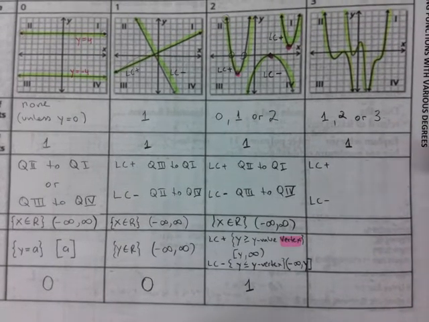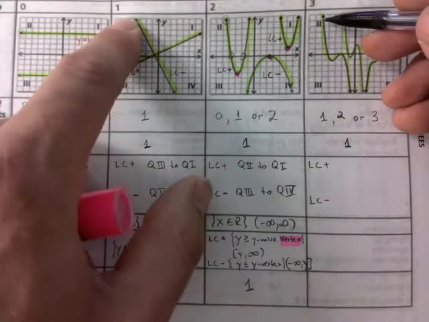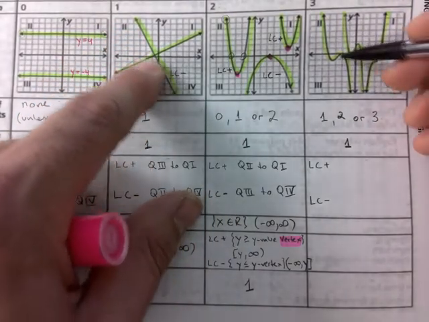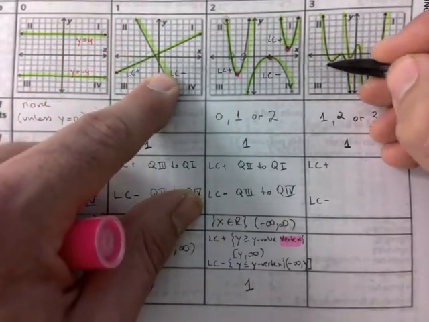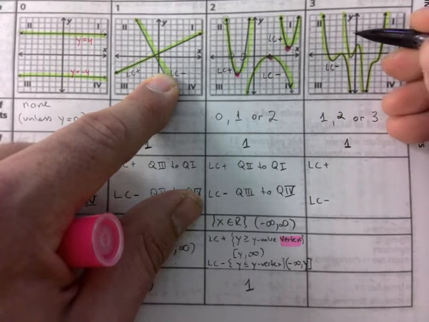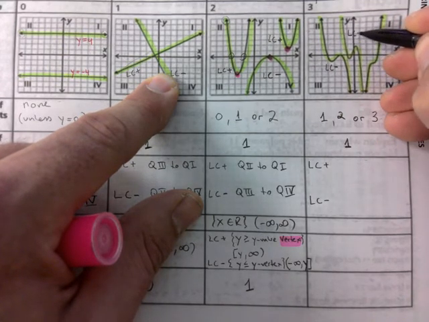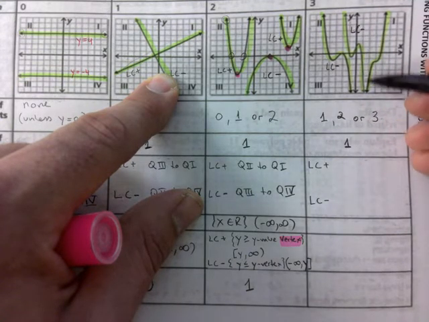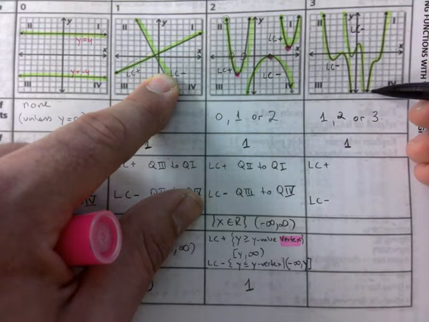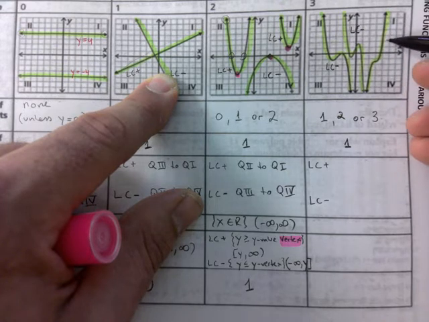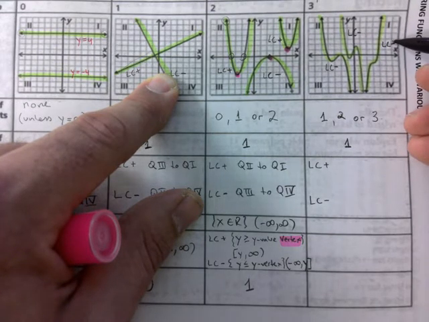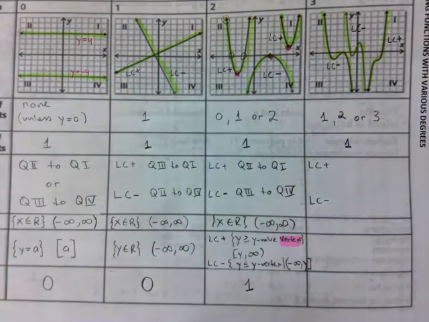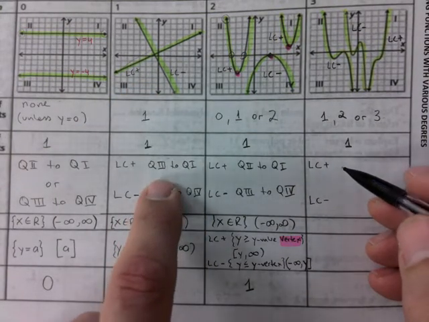Let's go up here to this. It follows the same pattern as a linear, right? So this would have an LC negative. This would have an LC that's negative, right? Because it's going down from left to right, it's going down. This one from left to right is going up, so LC positive. Okay. So LC positive, we can copy this.